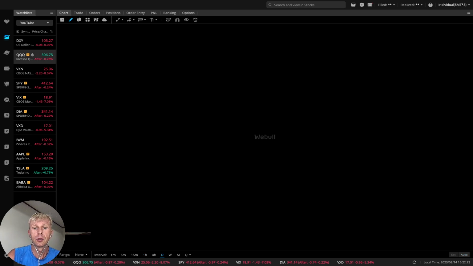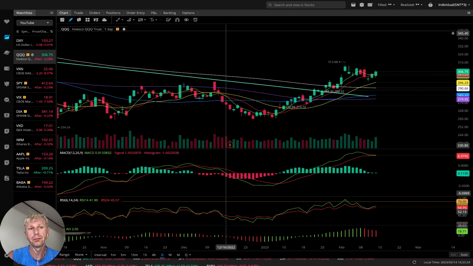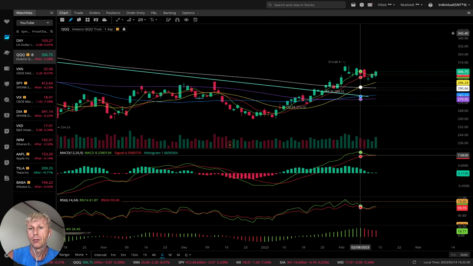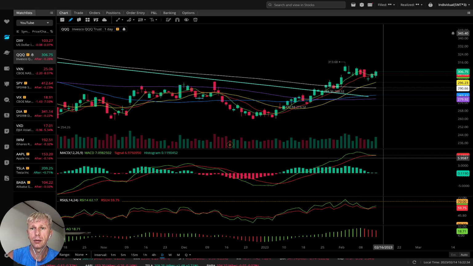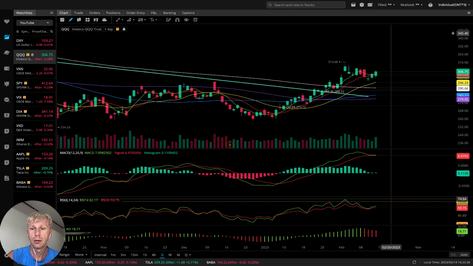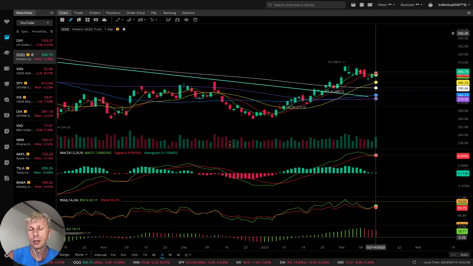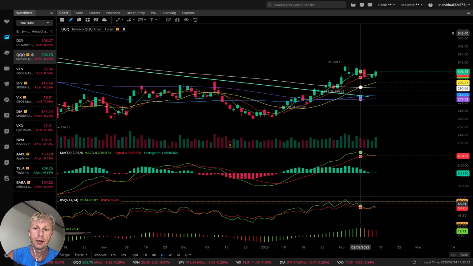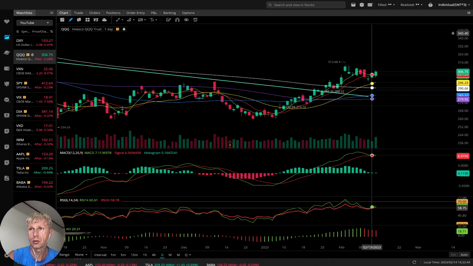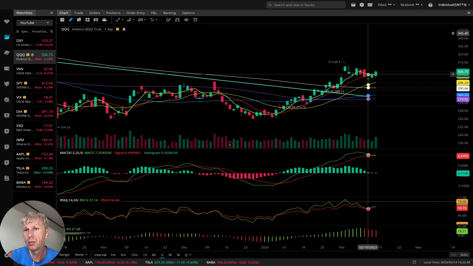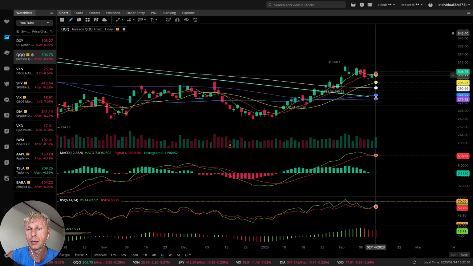Let's move to QQQ. QQQ daily after hours, you see it's negative. On QQQ daily, MACD is still ready for a bearish crossover. Oscillator bearish. MACD ready for bearish crossover. RSI ready for bearish crossover. MA5 did a bearish crossover over MA10.